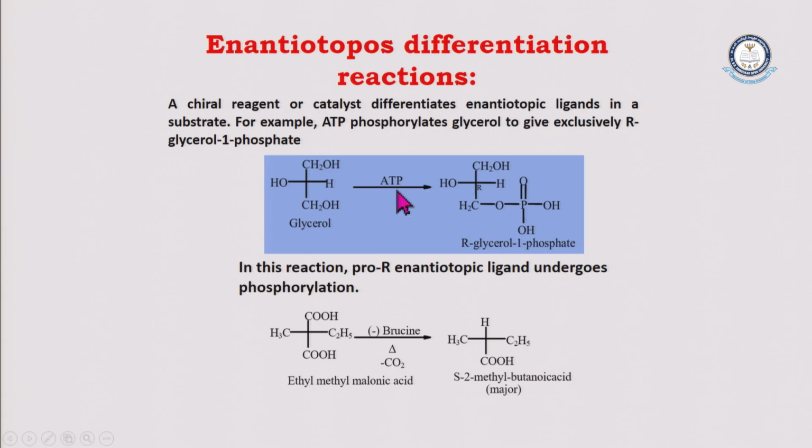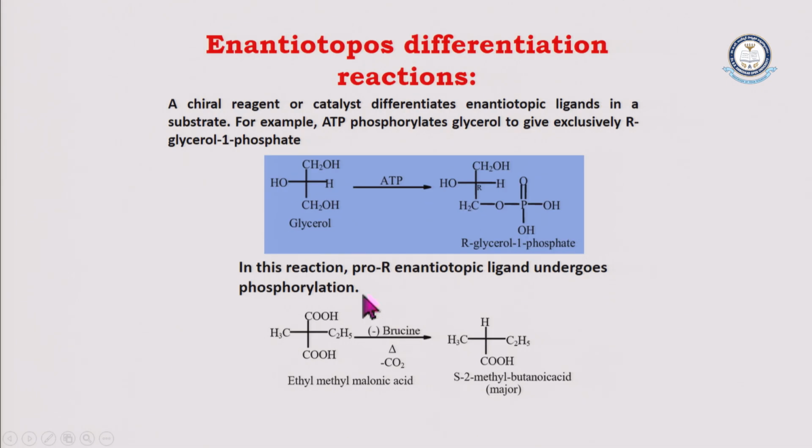Here we will see one example, where glycerol is reacted with ATP, adenosine triphosphate, the reagent. When it undergoes the phosphorylation reaction, among the R and S configurations, ATP phosphorylates only the R configuration. That means it exclusively chooses the R configuration for phosphorylation. It is not reacting with the S configuration, so it is selective towards its right reactant.